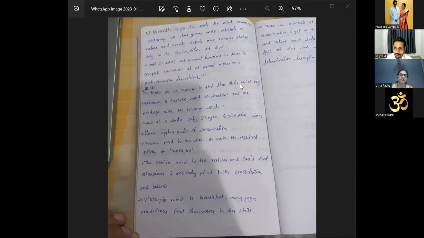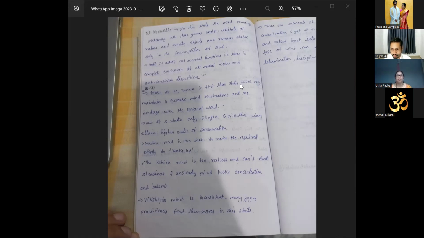What is it saying? Most of us will always be associated with the first three states of mind: Kshipta, Mudha, and Vikshipta. If you are in those first three states, it increases your mental fluctuations, because the mind is always disturbed, distracted, or dull, and signals are not reaching the mind. And not only that, it is increasing because you are bonded with the external world. Out of the five states, Ekagra and Niruddha can attain the highest state of concentration.